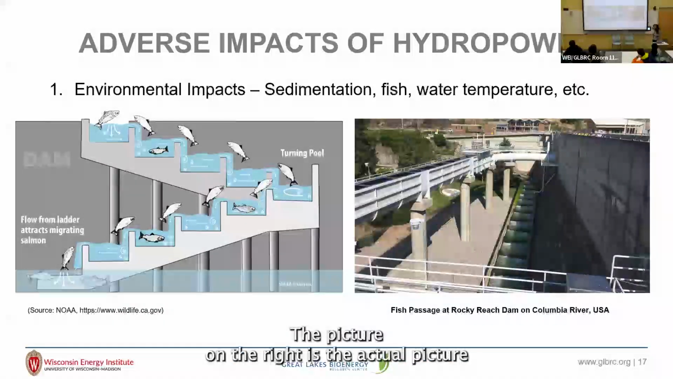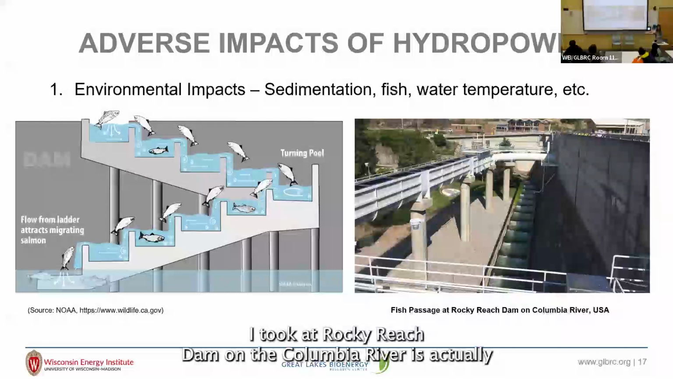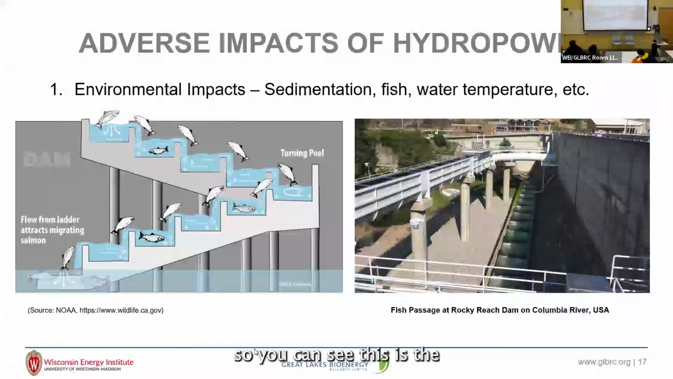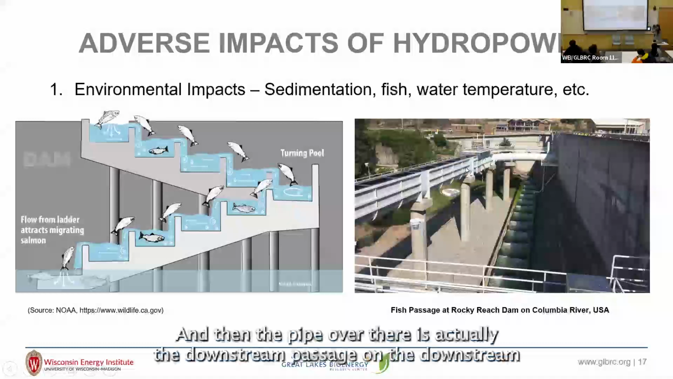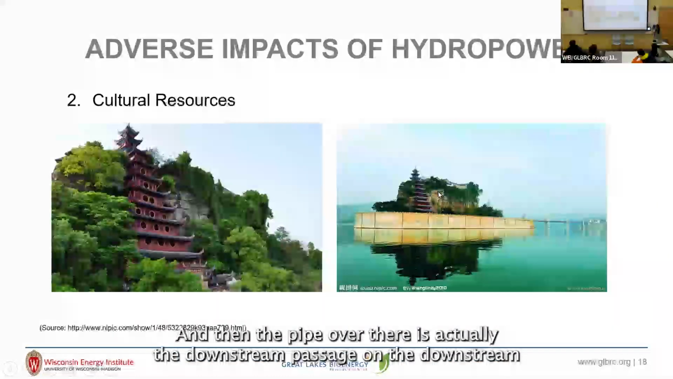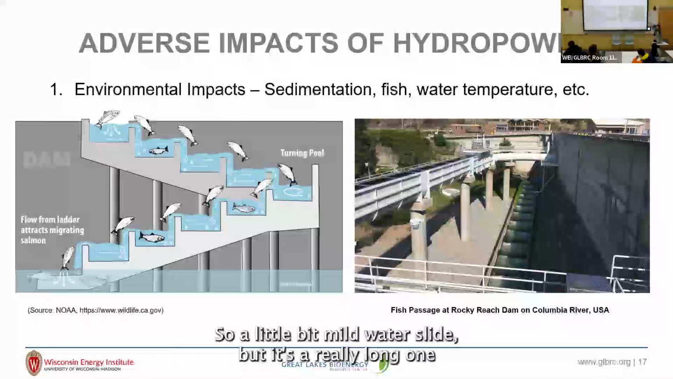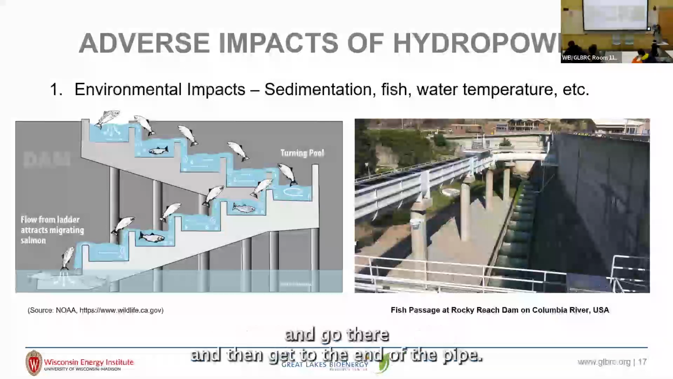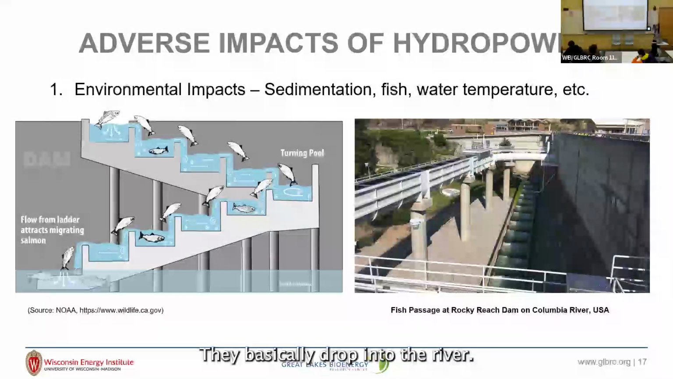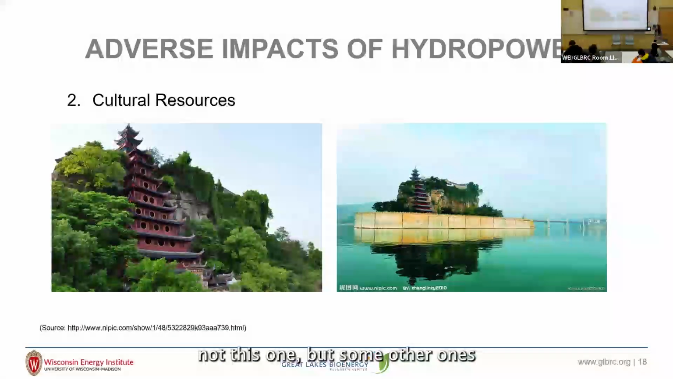The picture on the right is the actual picture I took at Rocky Reach Dam on the Columbia River. You can see this is the upstream pool, and then the pipe over there is actually the downstream passage, where the fish from upstream can go through kind of like a water slide. It's a mild water slide, but a really long one, and when they get to the end of the pipe, they basically drop into the river. I was involved in designing a few of those, not this one, but some other ones.